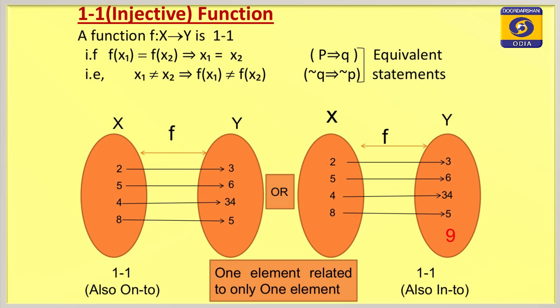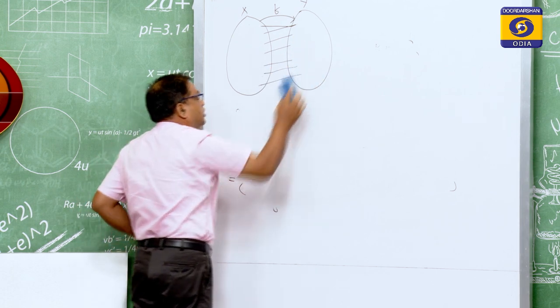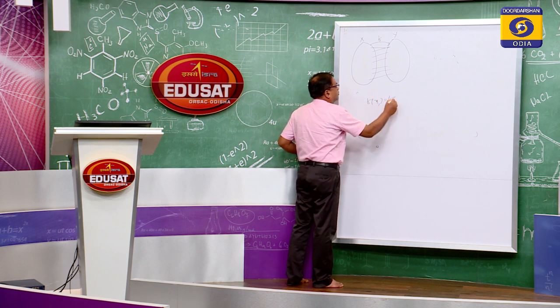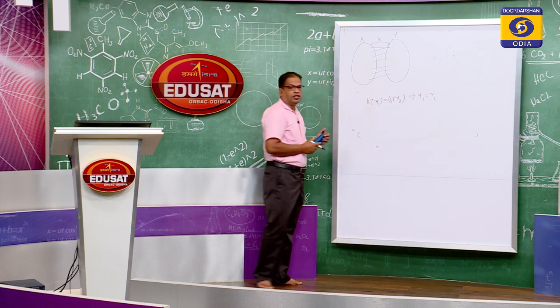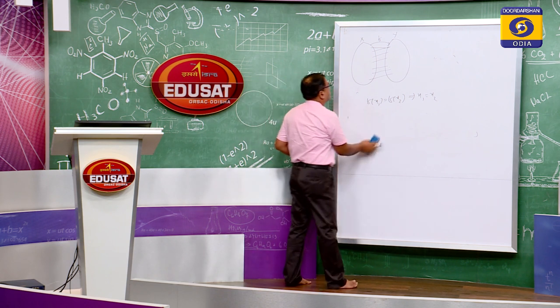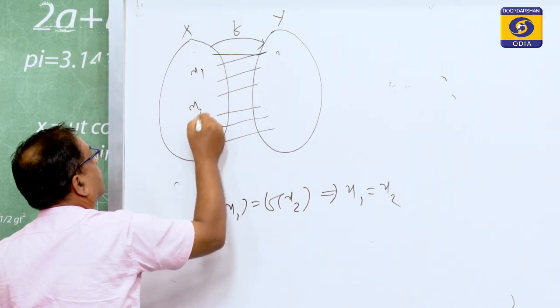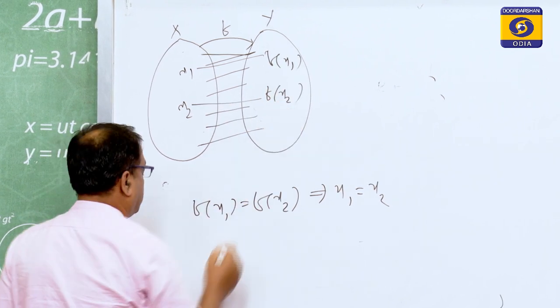Now, mathematically how will we test a function is 1-1? So, we take f(x1) is equal to f(x2), and if x1 is equal to x2, then the function is a 1-1 function. So, f(x1) is equal to f(x2) should imply x1 is equal to x2. Now, suppose here x1, x2 and here f(x1), f(x2).